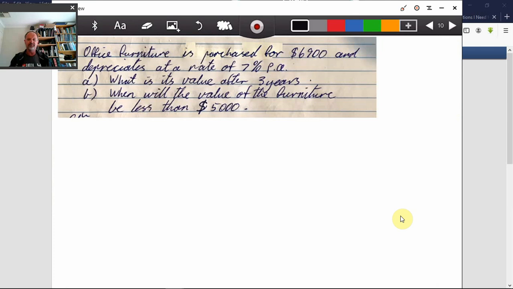Here we go. Office furniture. Purchased for 6,900, and depreciates at a rate of 7% per annum. What is it worth after 3 years? So let's have a look at A. So V0, 6900. Then what else do we need? Interest rate is 7% per annum.